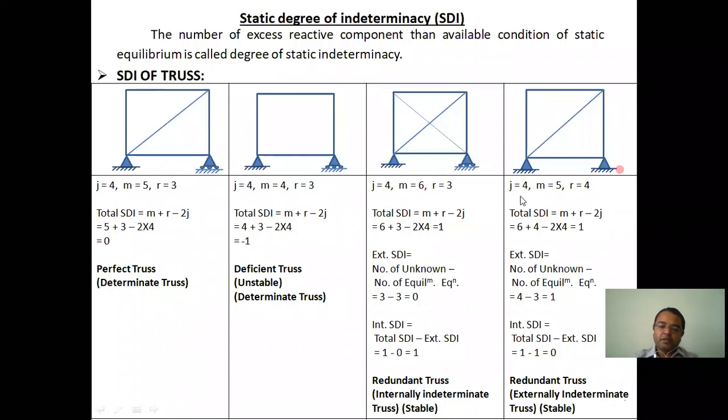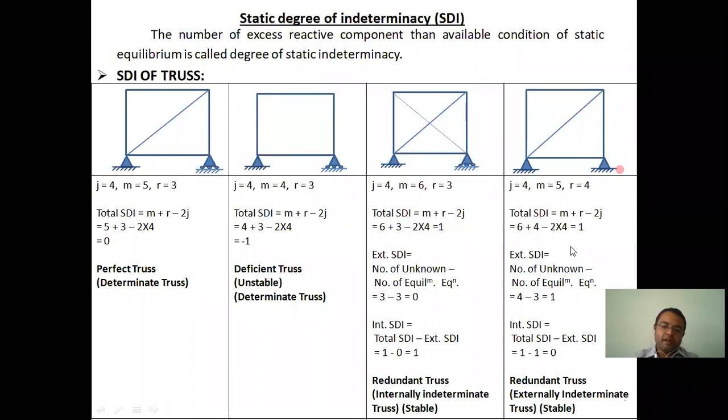Just put all these values over here. We are getting total SDI equal to 1. Again find the external SDI, number of unknowns minus number of equilibrium equations. So R, the number of unknowns, is 4, and the available equilibrium equations are 3. Remember, here we are using a 2D structure, that's why equilibrium equations are 3. 4 minus 3, 1. So external SDI is 1. Now find the internal SDI. Internal SDI is total SDI minus external SDI. So internal SDI is 0.